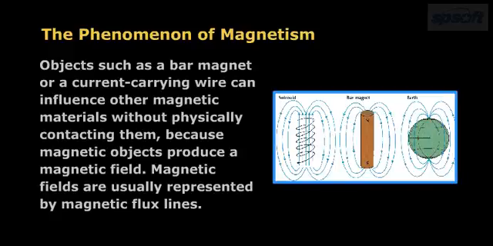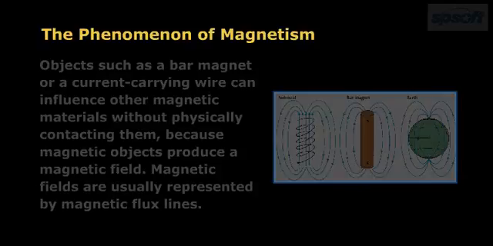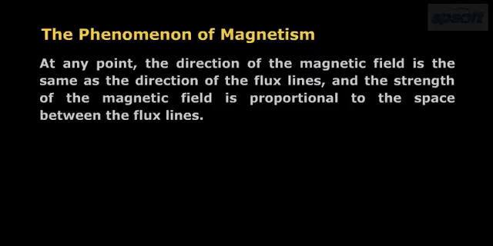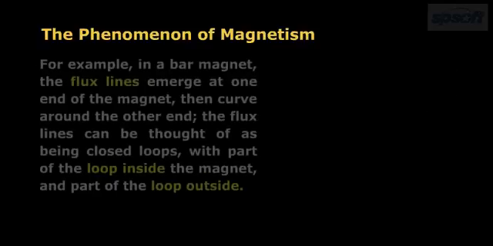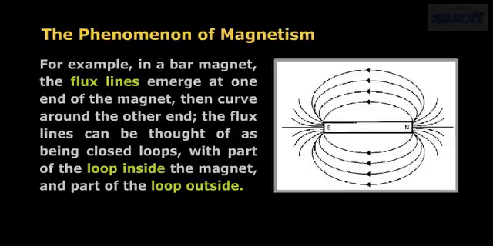Magnetic fields are usually represented by magnetic flux lines. At any point, the direction of the magnetic field is the same as the direction of the flux lines, and the strength of the magnetic field is proportional to the space between the flux lines. For example, in a bar magnet, the flux lines emerge at one end of the magnet, then curve around to the other end. The flux lines can be thought of as being closed loops, with part of the loop inside the magnet and part of the loop outside.